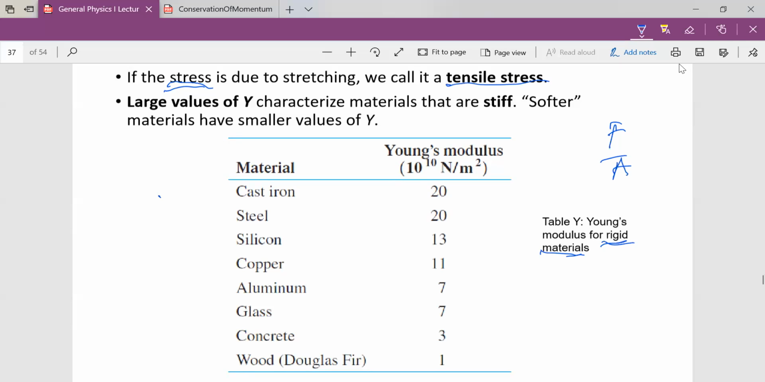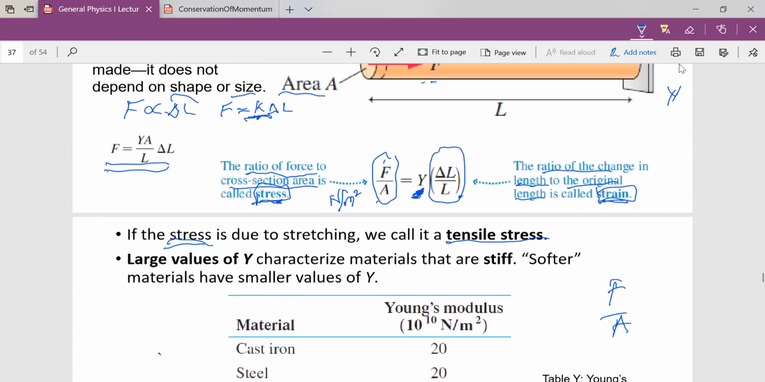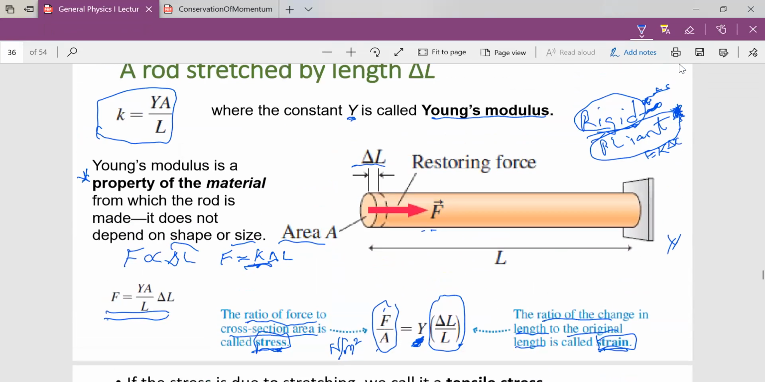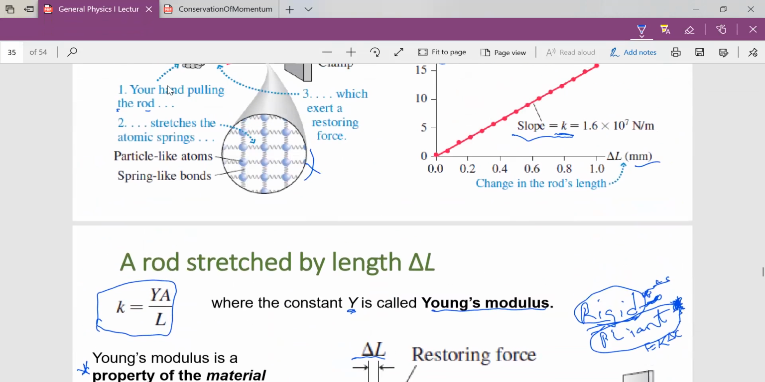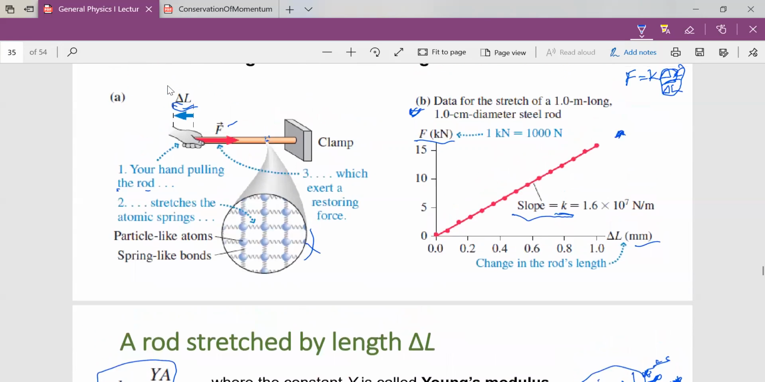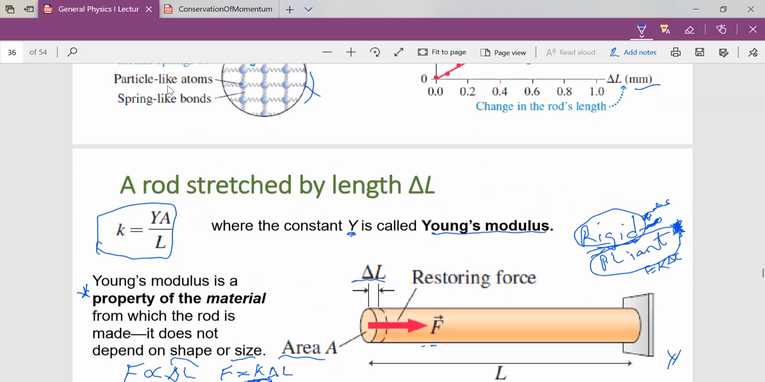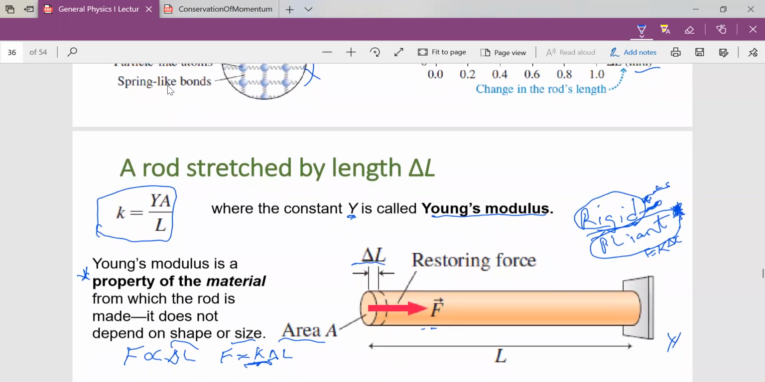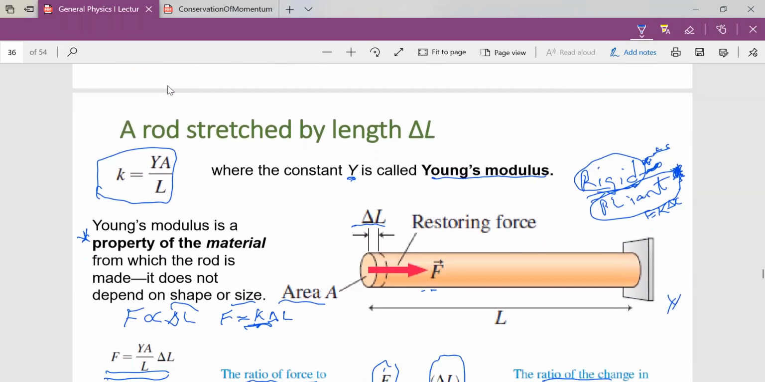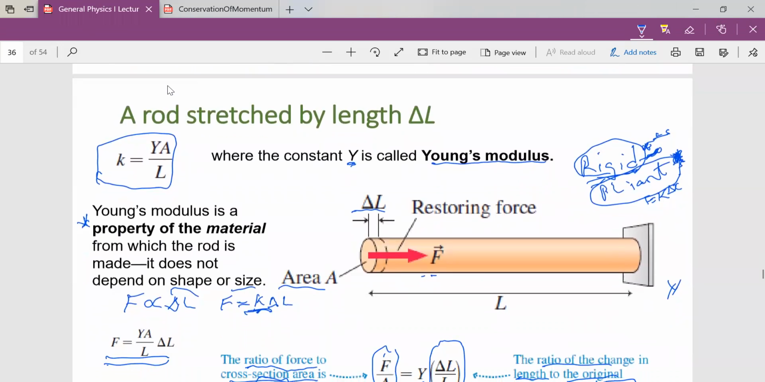Yes, I see your hand raised. Amaka, can you come on the mic? Yes, in the previous slide, it says that force is directly proportional to change in length. But then I don't really understand, if the formula for force is equal to constant K multiplied by change in X over change in L, isn't force supposed to be inversely proportional to change in L?